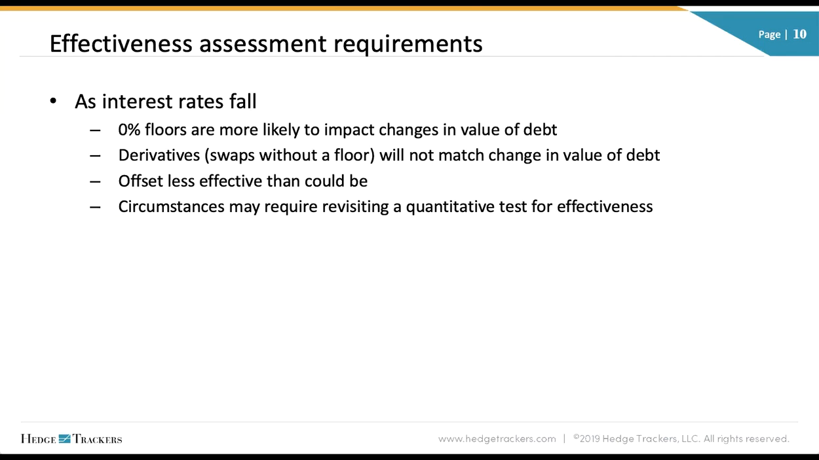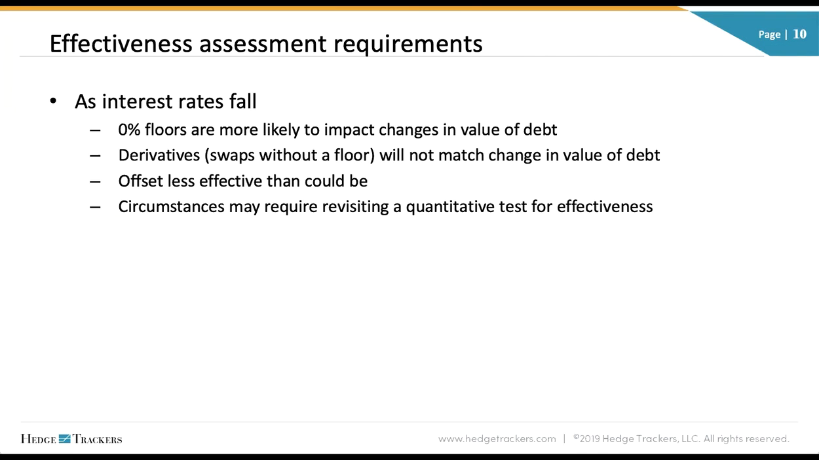Now, when you don't replicate the floor and rates plummet, you've actually created some P&L volatility in that your interest expense is no longer fixed, but is subject to a LIBOR component again. As we saw earlier, the impact of the floor goes up significantly as rates fall, which means that swaps without a floor, as compared to the debt with a floor, will not have similar changes in fair values. The offset is less effective.